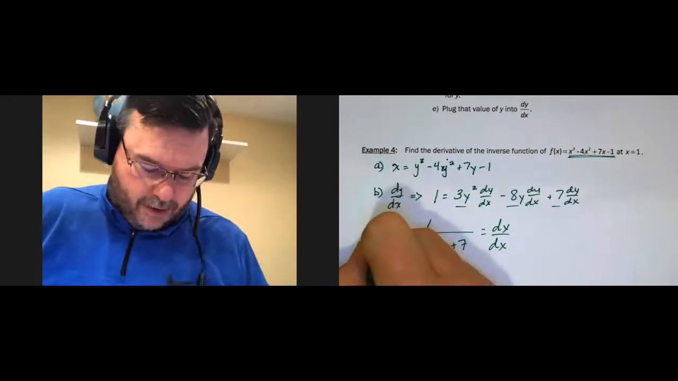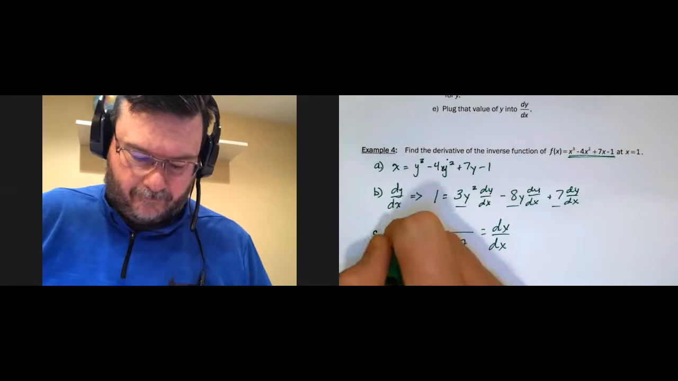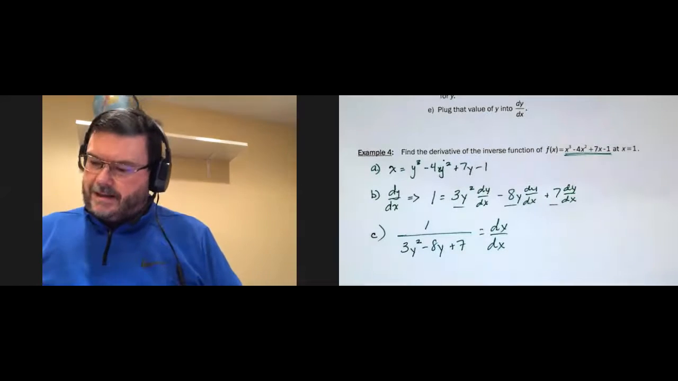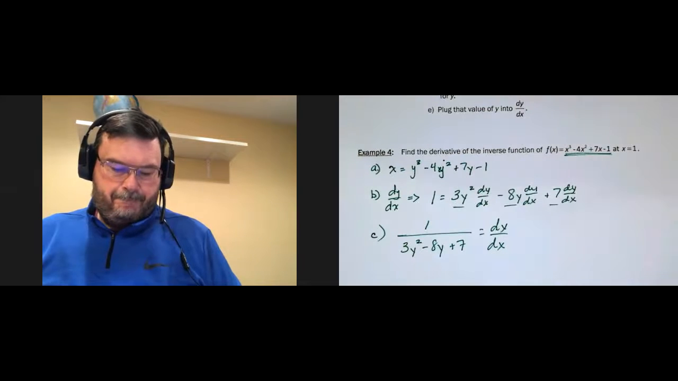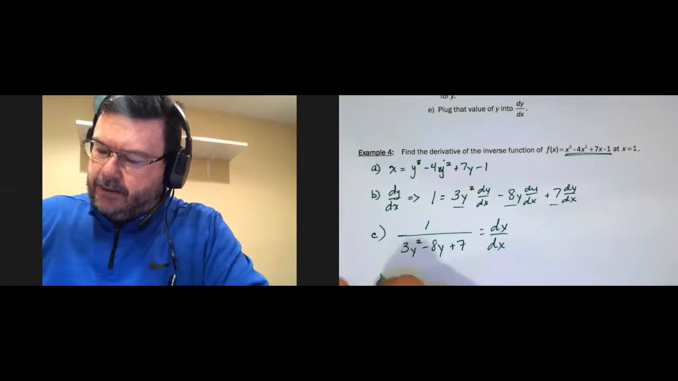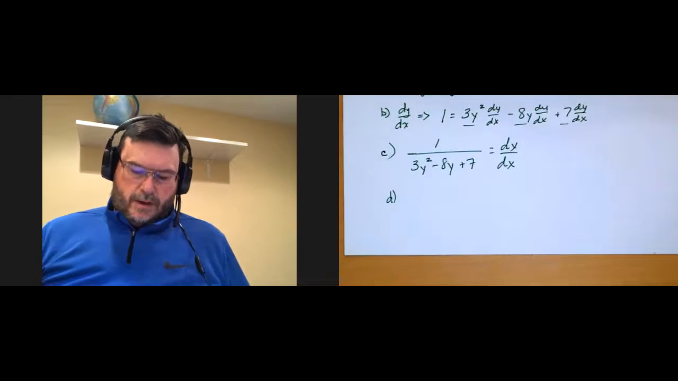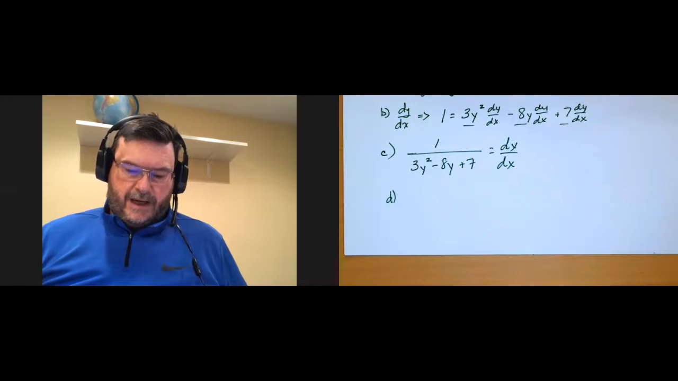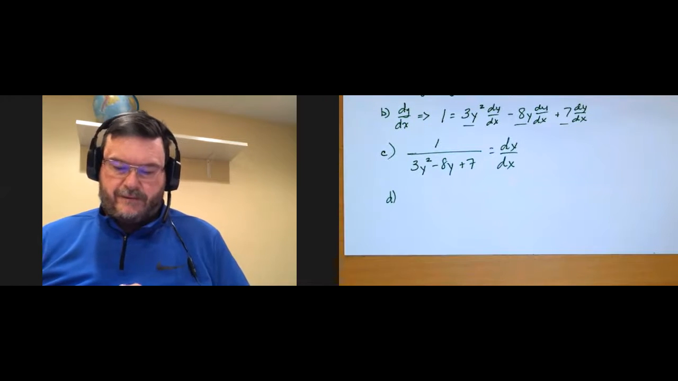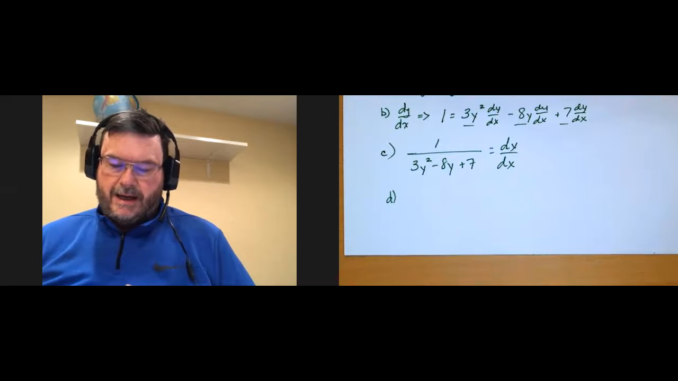All right, so part C, solve for dy dx in terms of y. Part D is we are going to replace the value of k for x in your inverse function from step A above and solve for y.